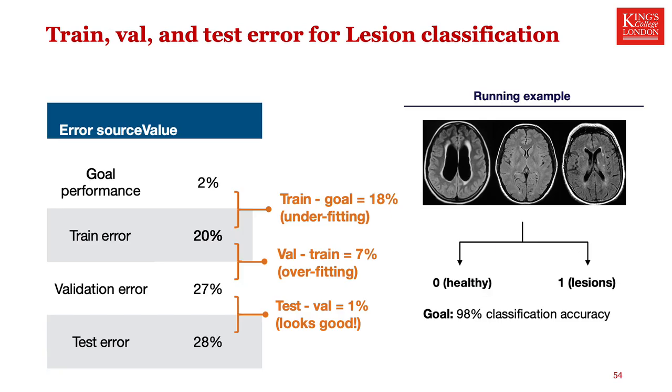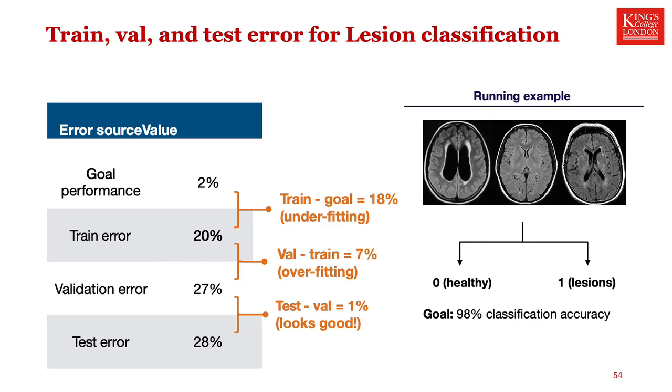Let's say we have a task here, which is looking at some people's brains. Are they healthy or do they have lesions in their brains? So detecting if there are or not lesions in someone's brains, let's say, is a high performance task where humans can achieve a 98% classification accuracy. So the goal performance is that there is a 2% error. So that is the target performance that humans will achieve.